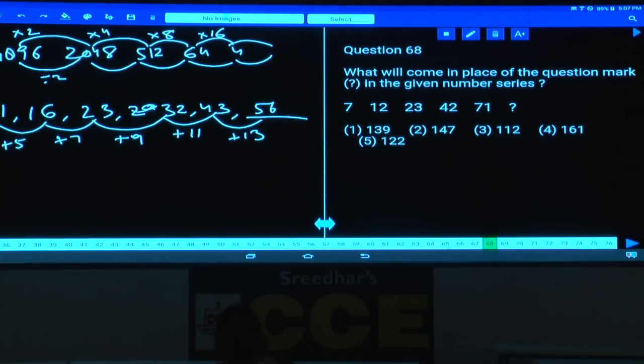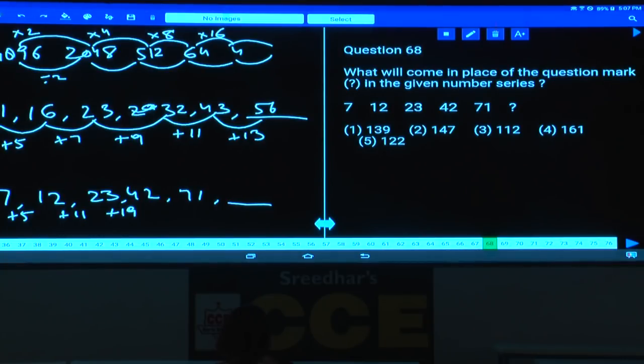Then coming to 68. 7, 12, 23, 42, 71, then the next one. 7 and 12, what is the difference here? 5. And 12 and 23, what is the difference here? 12 plus 11 is 23. And 23 and 42, what is the difference? 19. 19 is the difference.